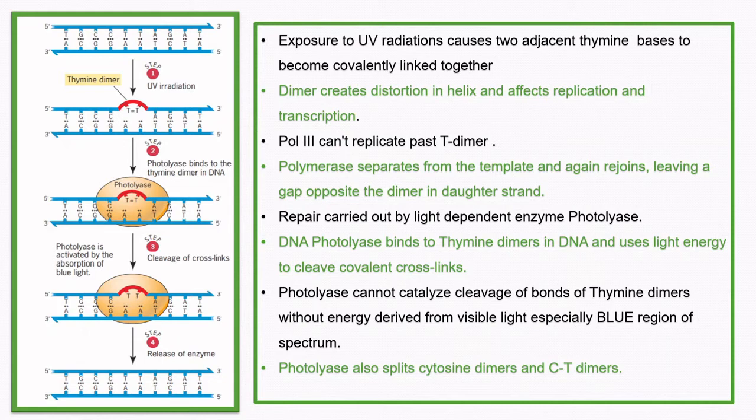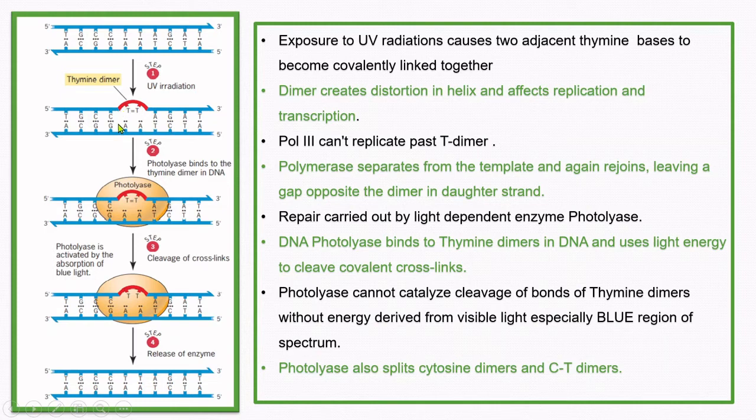Let's see how the replication is disrupted by the thymine dimer. Now, as the polymerase enzyme is replicating the strand of DNA with a thymine dimer, the polymerase enzyme does not recognize the thymine dimer and can't replicate past it. That means this dimer serves as a kind of speed breaker for the polymerase enzyme.